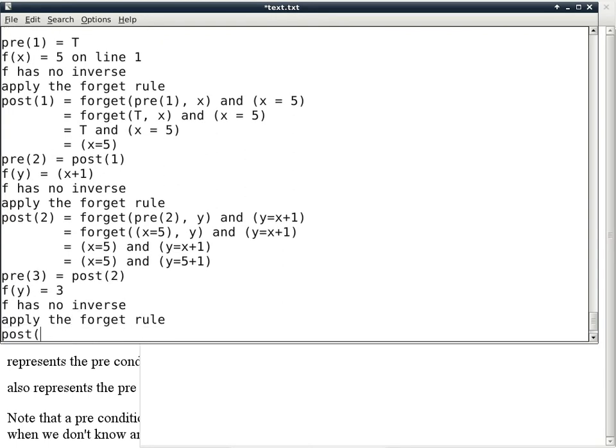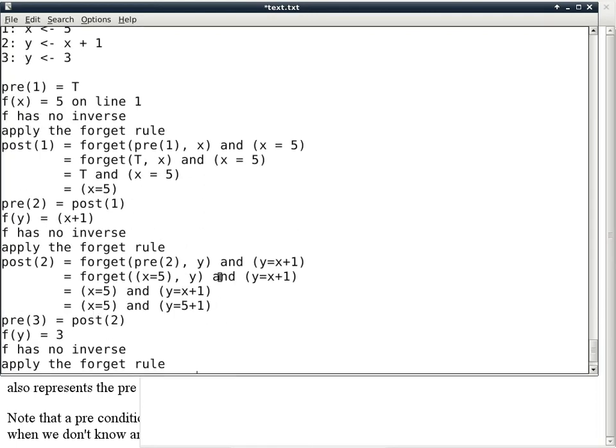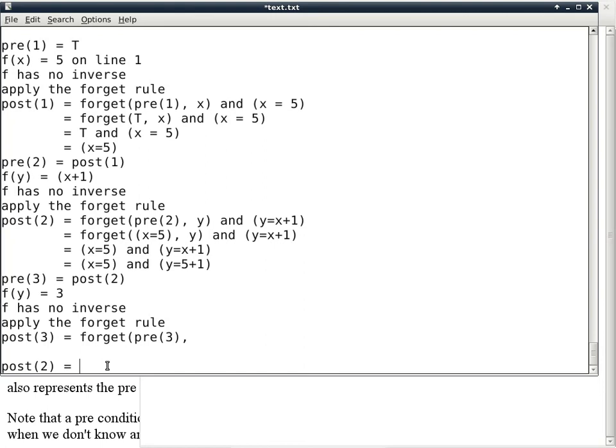And that means the post condition of line 3 is the forget operation applied to the precondition of line 3. And this time, what are we forgetting? Let me extend the screen a little bit so we can see. That's line 3. We are forgetting everything that mentions y. Okay.